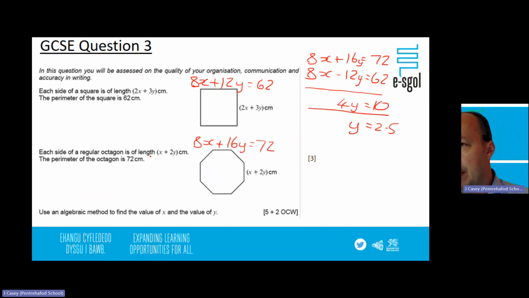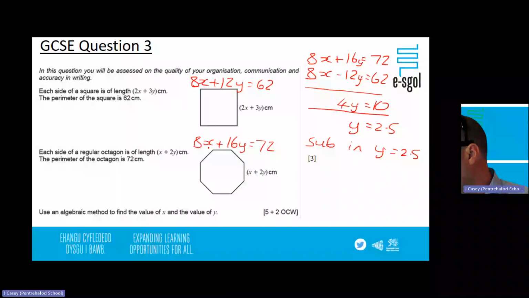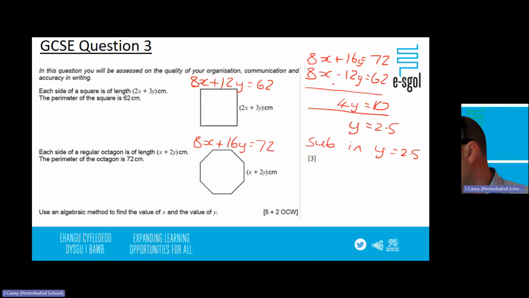All I've now got to do is sub in. So sub in y equals 2.5, and I can use any equation I want, the top one, the bottom one. I think I'll use the bottom one. I'll use this one here. So a quick look. Oh, I think I made a mistake there.